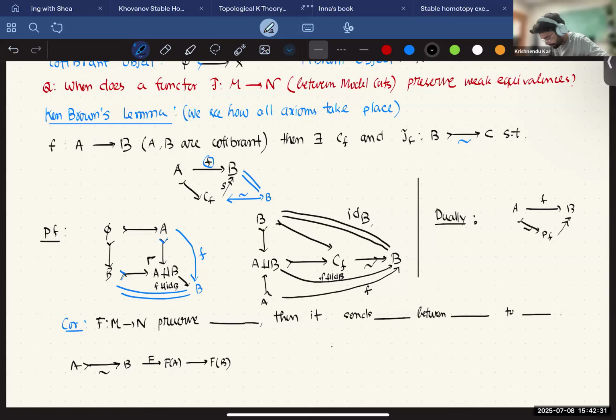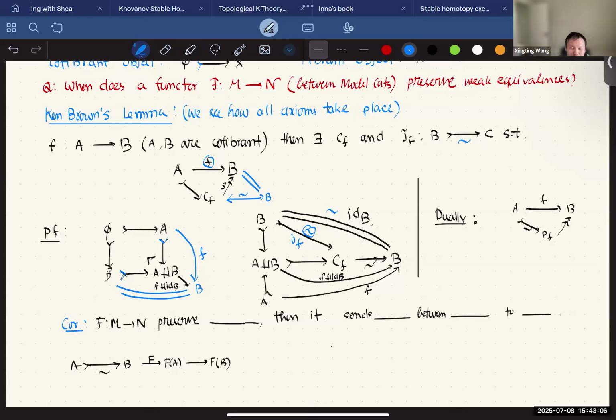So now we have to chase the diagram. This is your ID_B, this is your weak equivalence. This CF to B is your weak equivalence. That means by the 2 out of 3 property, this guy B to CF is a weak equivalence, right? Yep. So this is the required map that we are looking for, and that completes the proof. Does it complete the proof or am I missing something?